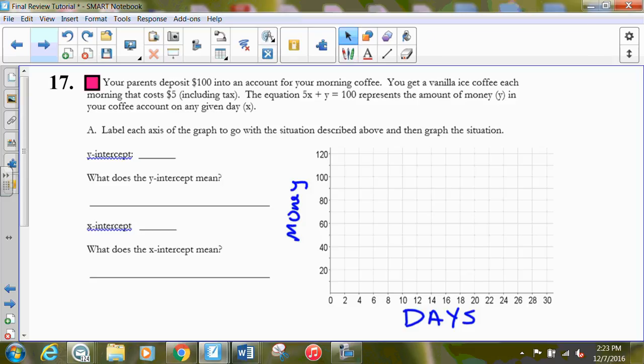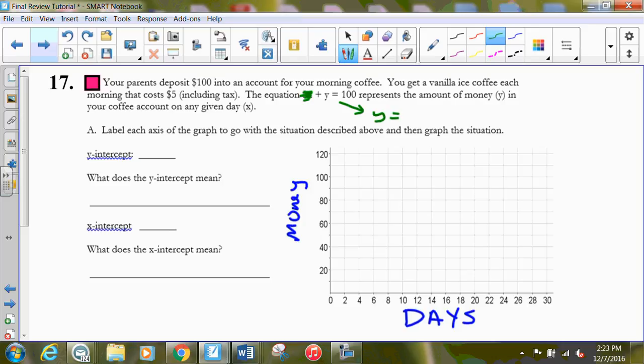So here we go. I'm going to look at 5x plus y equals 100, and I realize I can do the cover-up method. I can cover up the x, and that tells me that y equals 100. So I go to the y-axis, and I see 100, and that's where I'm going to put my dot. Or I can do the cover-up method and find my x-intercept. So I'm going to cover up the y, and I'll find that 5x equals 100. I'm going to divide both sides by 5, and I'll get x equals 20. So I'll go to the x-axis, I'll put a dot on the 20, and then I'm going to connect the dots.